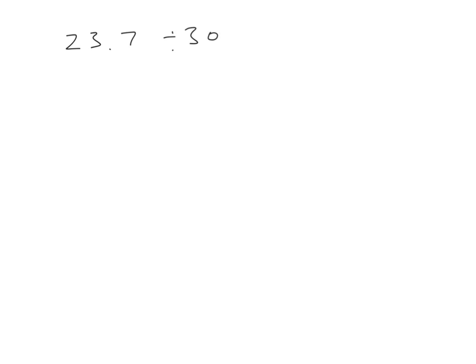Okay, so let's do another one. So we have 23.7 divided by 30. We want to factorize, and we want one of the factors to be a multiple of 10. So we know 3 and 10 are both factors of 30. Now this is helpful for us because that means that 23.7 divided by 30 is the same thing as 23.7 divided by 3 and then divided by 10. So that's what we've got to do now.